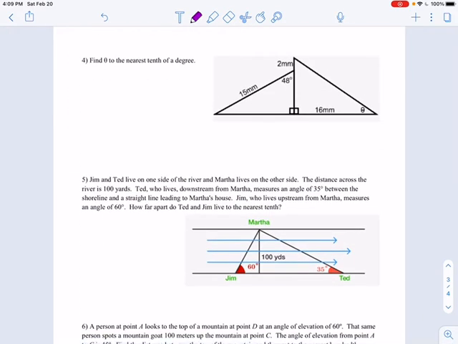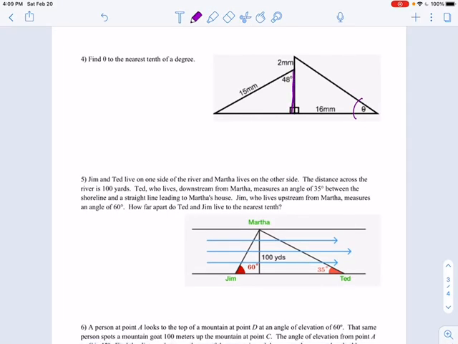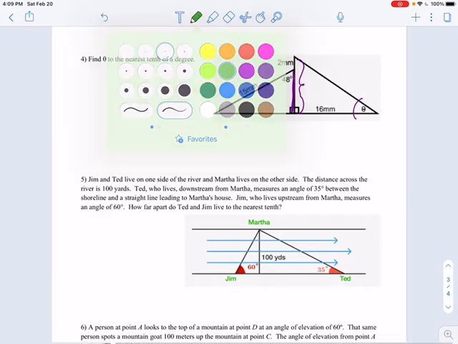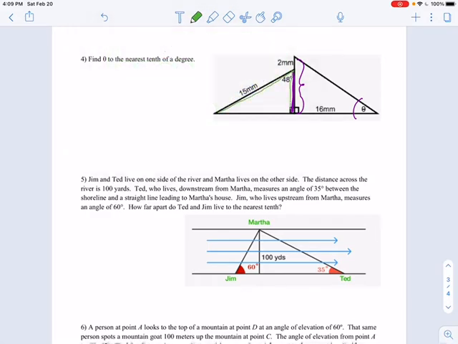We want to find the measure of theta to the nearest tenth of a degree. The first thing that I'm going to do here is find that piece that I highlighted in purple there, because once I find that, I'll be able to find the entire distance from here to here, and then I'll be able to concentrate on that right-hand triangle in order to find theta. But first, we're going to have to concentrate on the left-hand triangle, which I'm highlighting in green.